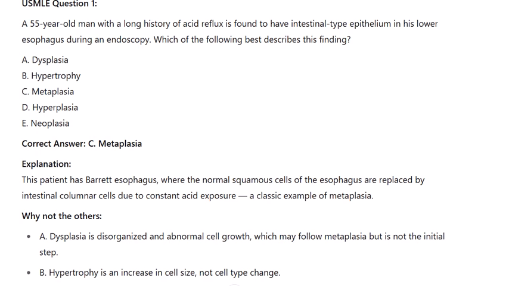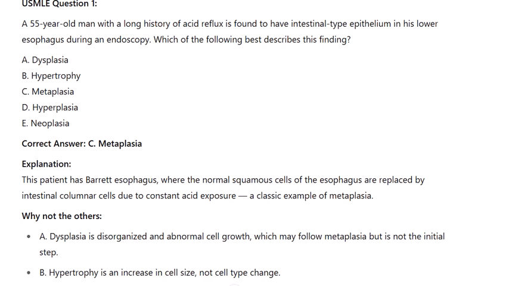Correct answer, C. Metaplasia. Explanation. This patient has Barrett esophagus, where the normal squamous cells of the esophagus are replaced by intestinal columnar cells due to constant acid exposure, a classic example of metaplasia.